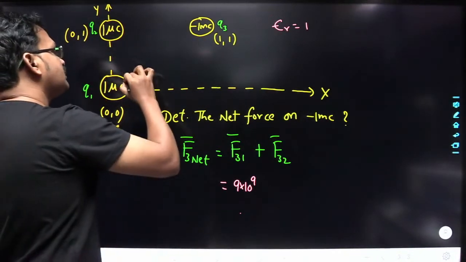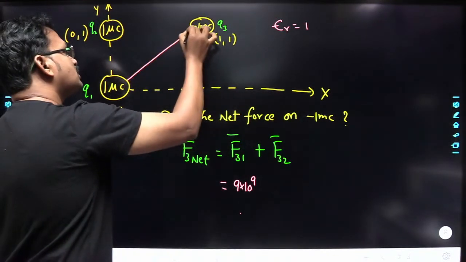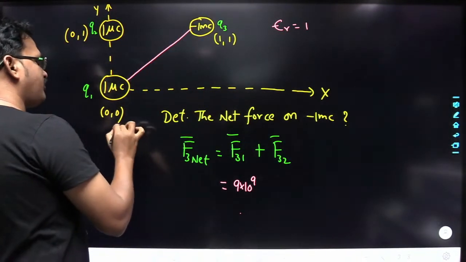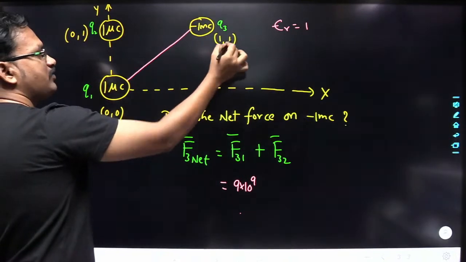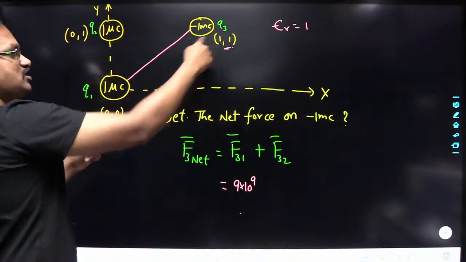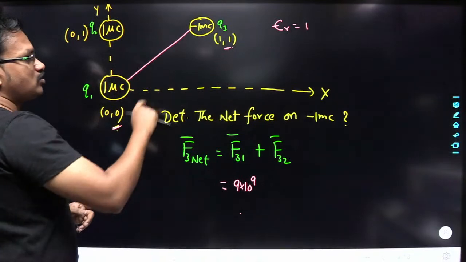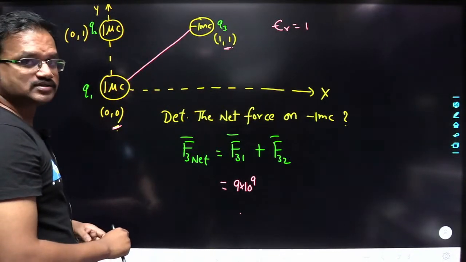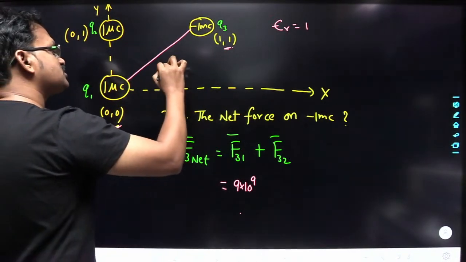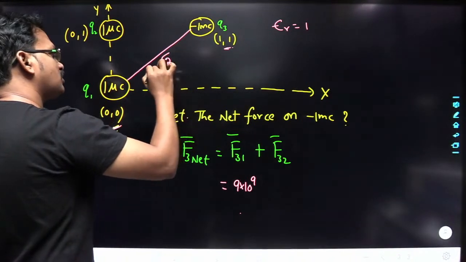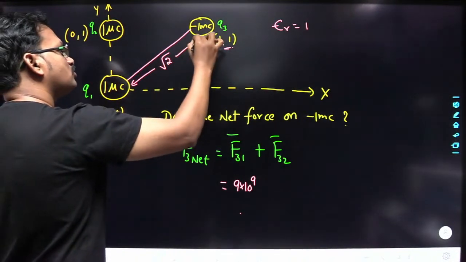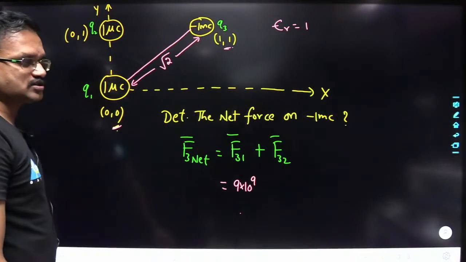So let us say the distance between these two. What is the distance between these two here? Here you are having 0, 0 and here you are having 1, 1. What is the distance between these 2 points? Is nothing but square root of 1 square plus 1 square. Yes or no? So that means the distance between these two charges is nothing but root 2.